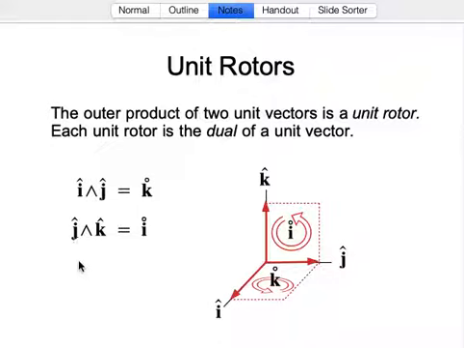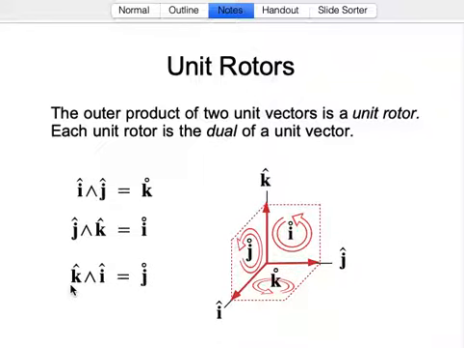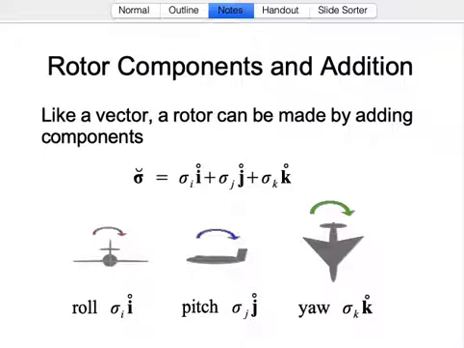Now the outer product of j and k is the unit rotor i, and k angle i is the unit rotor j. Now we can add rotor components together just like a vector. So for instance, our orientation is the sum of our roll, our pitch, and our yaw around our i, j, and k rotors.